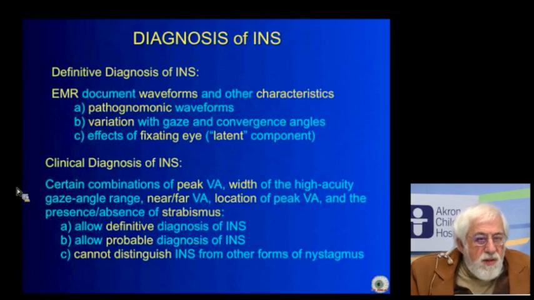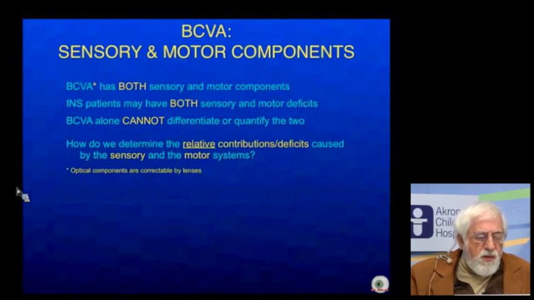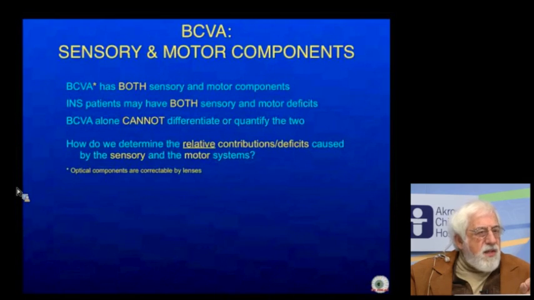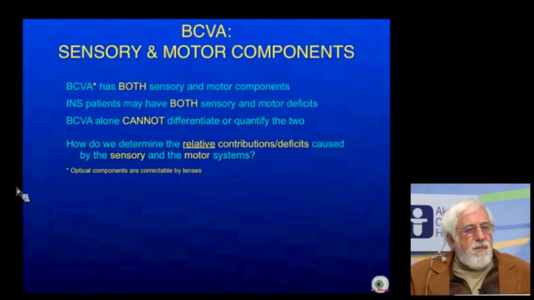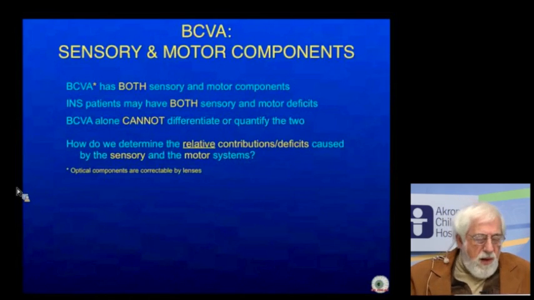When you record someone's best corrected visual acuity, and when I say visual acuity from now on, I mean best corrected visual acuity, you must understand that the acuity you recorded has at least two components, forgetting the optical. Let's assume it's all correctable optically. A sensory component and a motor component. And INS patients have both of these. If you record best corrected visual acuity, you can't tell the difference between a person that has a very good waveform and a very poor optic nerve, or vice versa, or maybe both of them are compromised.